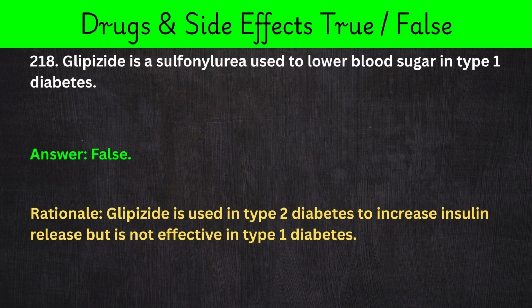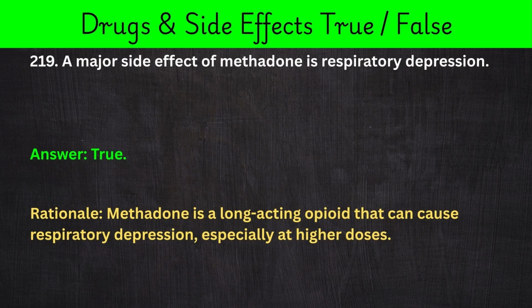218. Glipizide is a sulfonylurea used to lower blood sugar in type 1 diabetes. Answer: false. Rationale: glipizide is used in type 2 diabetes to increase insulin release, but is not effective in type 1 diabetes. 219. A major side effect of methadone is respiratory depression.